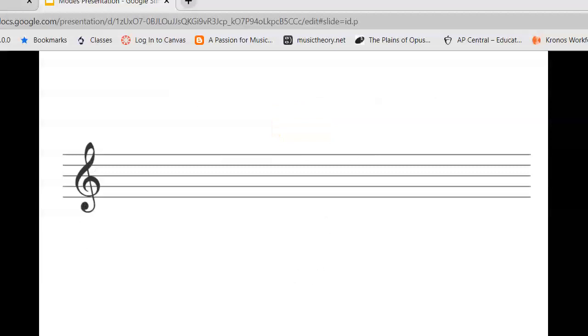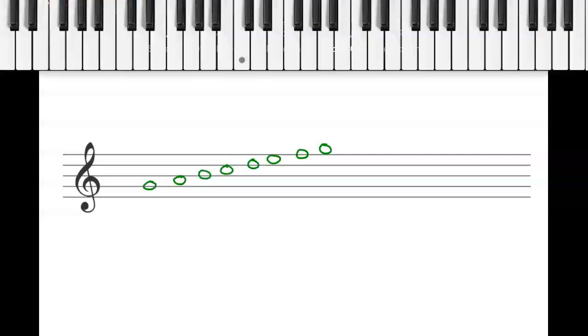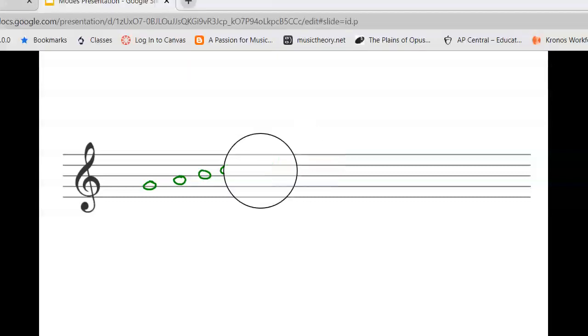You see we're filling in our chart here. Going up one more step, G creates what we call Mixolydian mode. G Mixolydian sounds like this. Just a little bit different than a major scale.